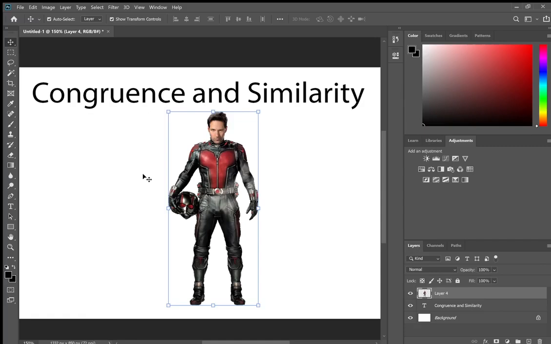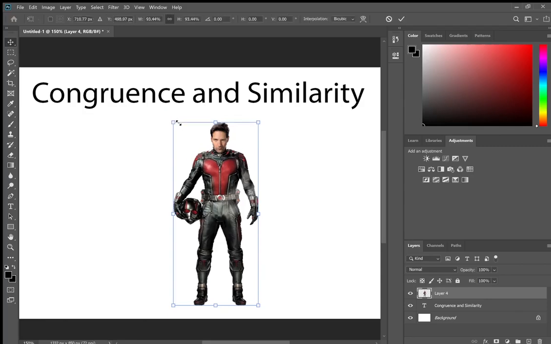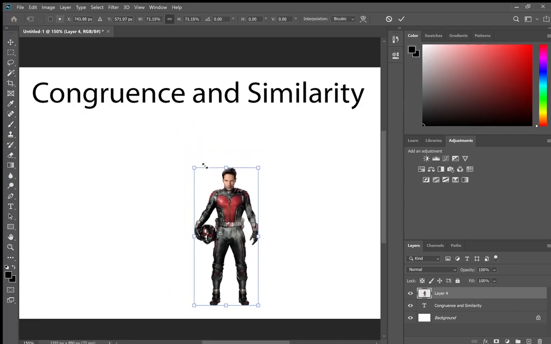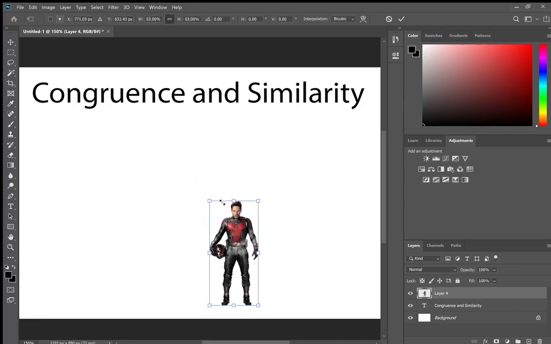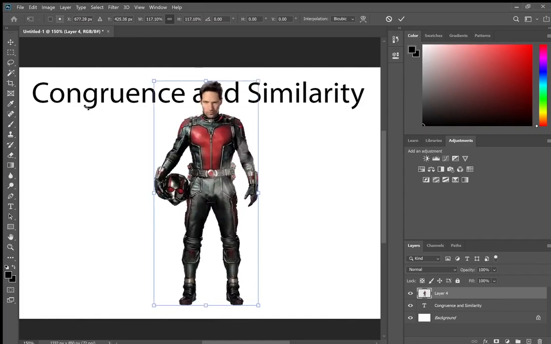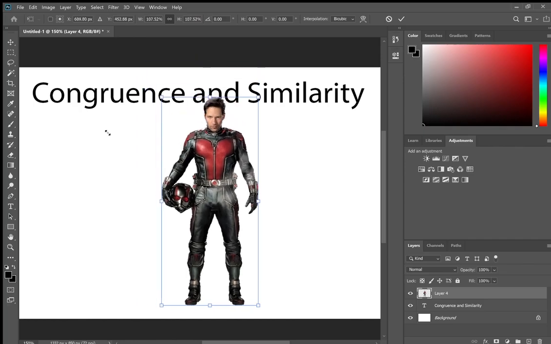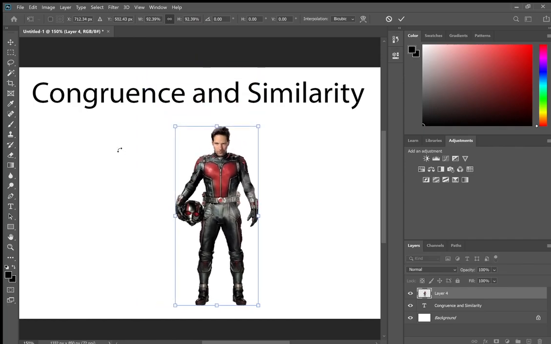But that's not what Ant-Man does. Ant-Man doesn't stay the same size. Ant-Man grows and shrinks. And this is the difference between congruence and similarity. When Ant-Man shrinks down, you'll notice that he still looks like the same person. He still looks like the same shape. Whether he's much larger or much smaller, he's still the same general person. You'd still recognize him as having a human shape, as being normal shaped, even if he's not normal sized.